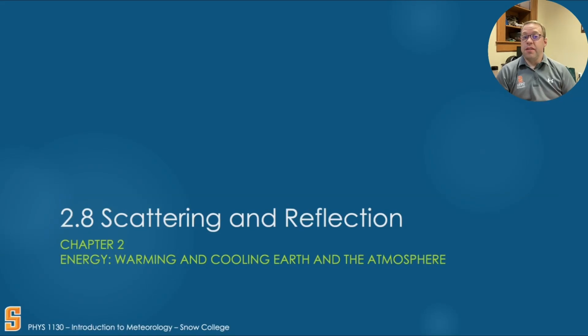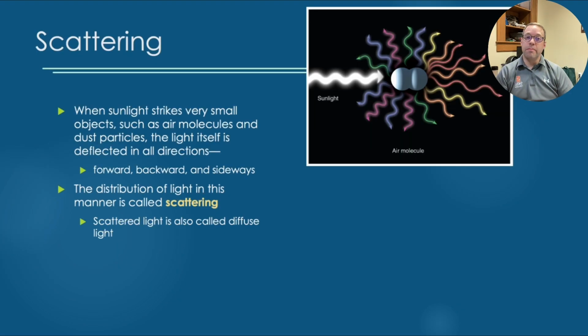To understand the balance of energy in our atmosphere, we need to talk about what happens with light as it comes into our atmosphere. Yes, visible light does reach the surface, but not all of it. Some of it is scattered and some of it is reflected by the atmosphere. So, we're going to talk about those two topics first before we actually talk about the energy budget.